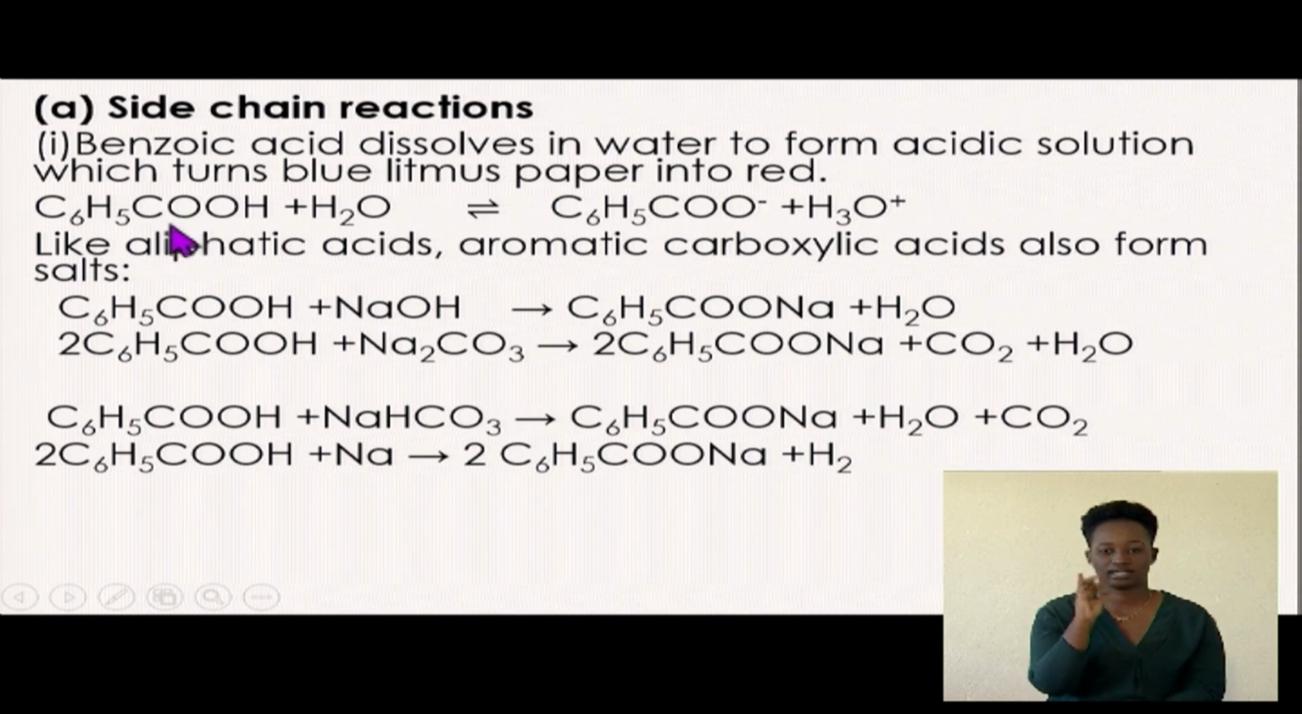Carboxylic acid, this is benzoic acid in water. So all acids ionize in water. This behavior is shared throughout all the acids: the reaction with water, the ionization characteristics, and the reaction with sodium hydroxide, forming the salt and water. Reaction with carbonates gives the salt, carbon dioxide, and water, and the reaction either with metals or sodium hydrogen carbonate. These are the reactions which are shared throughout all the acids.